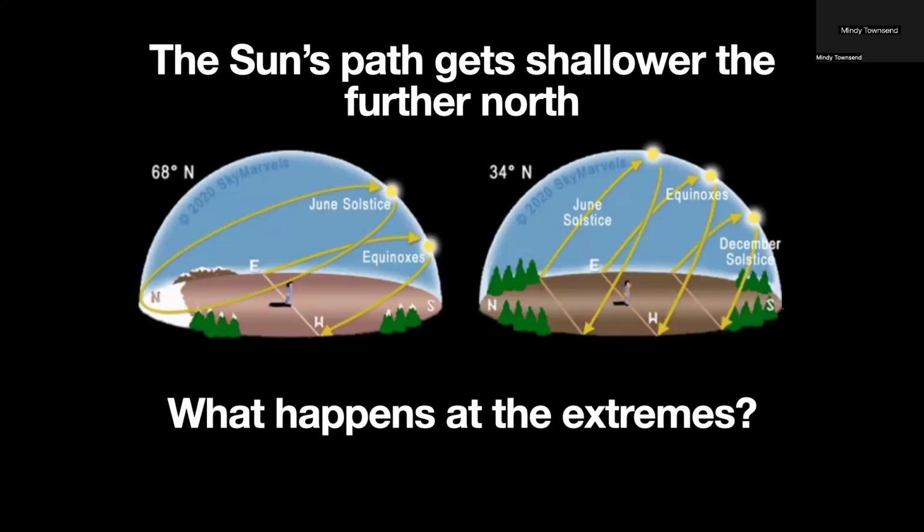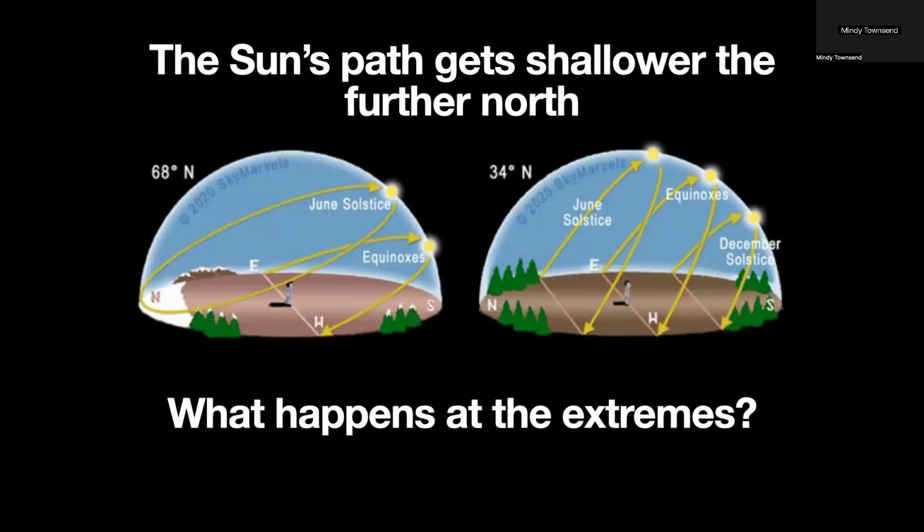So the further north you go, the bigger the circumpolar region is around Polaris, and you'll see fewer stars rise and set throughout the night, but you'll see more stars just travel in a circle around Polaris. And that's what this represents here. We're at about 68 degrees north latitude, and the sun takes a shallower path.